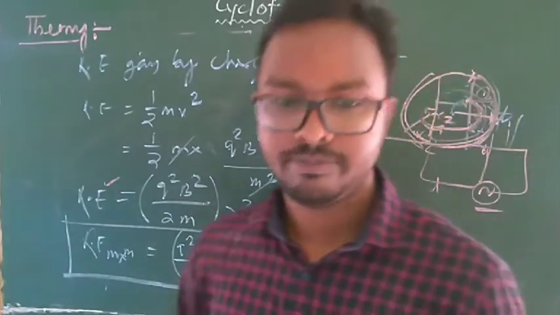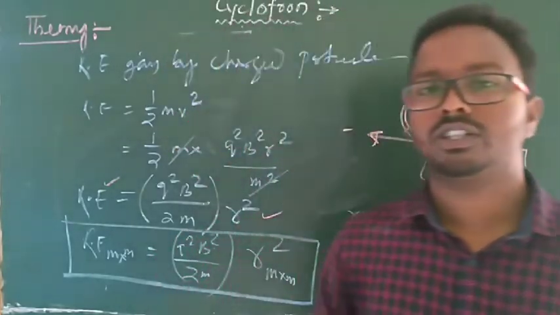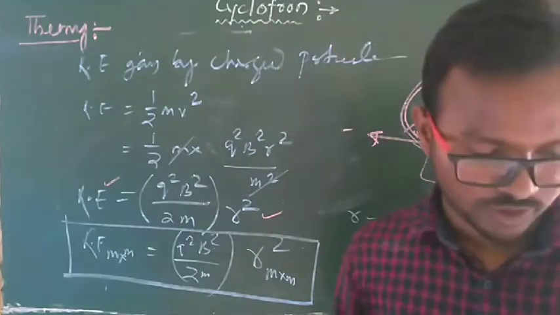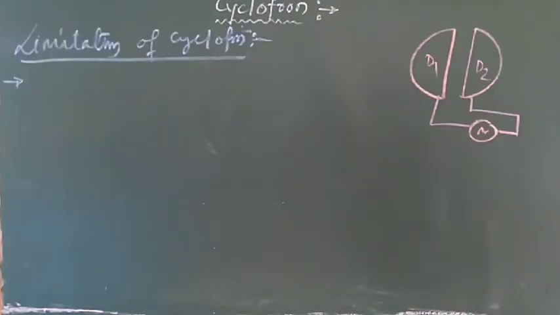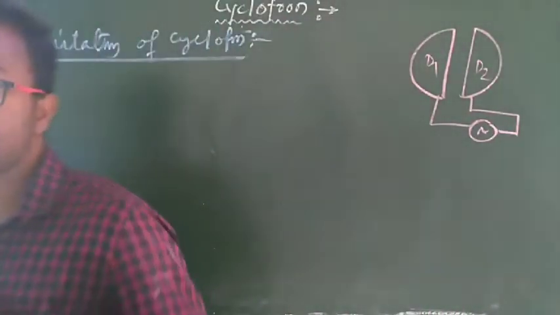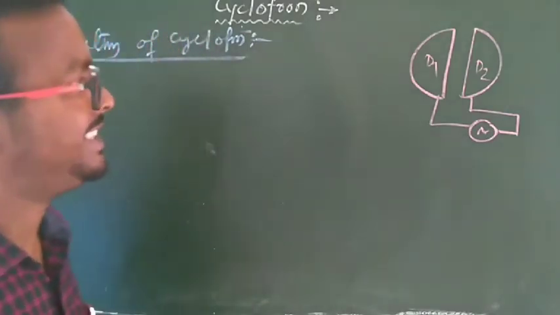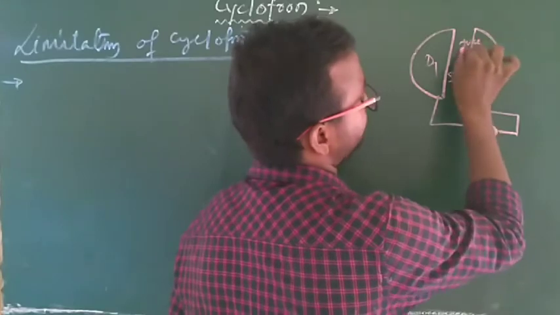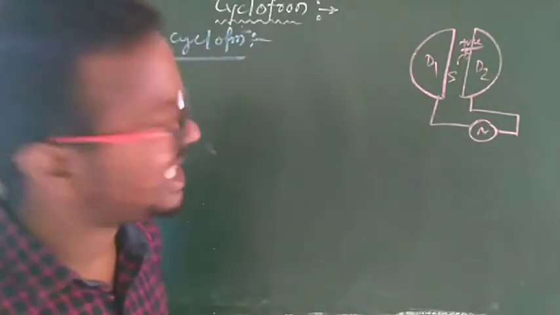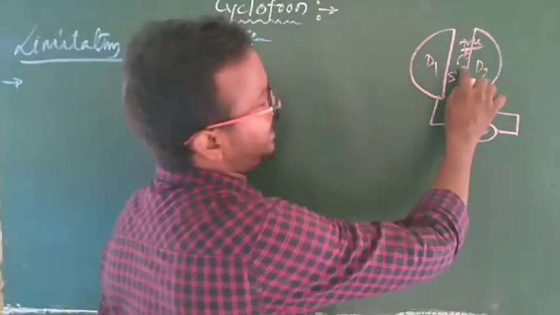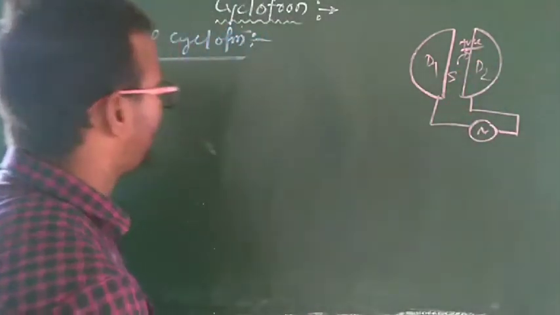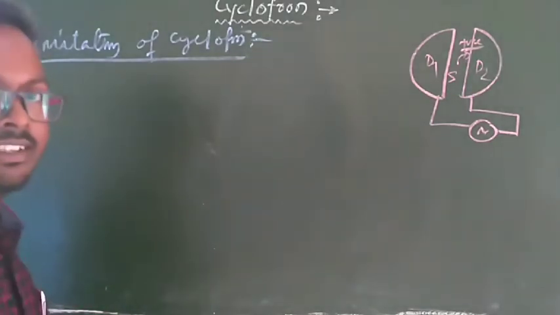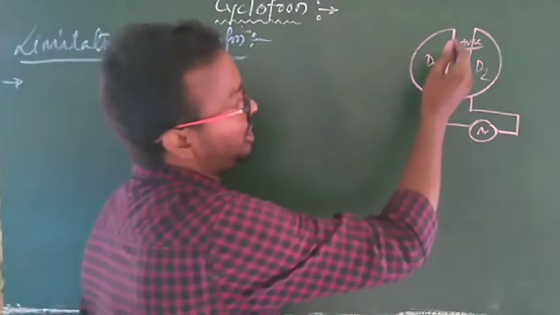What is the theory? What is the principle? What is the construction? What is the working of the cyclotron? Clear? Okay. Next we will go for the limitations of the cyclotron. Limitation means here the source provides only positive charge particles, which are accelerated by the electric field and magnetic field. For the cyclotron we need a highly accelerated charge particle, so here we only deal with positive charge particles.